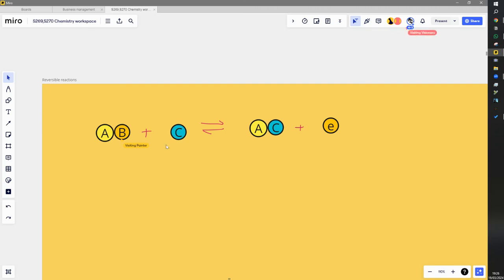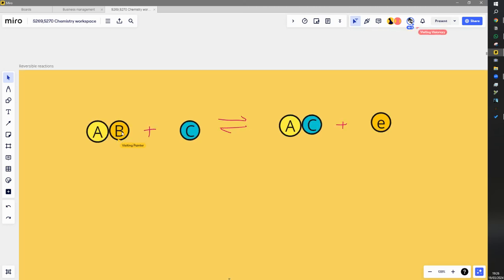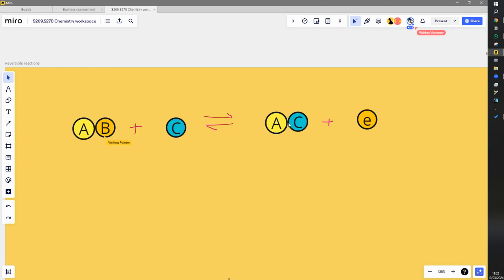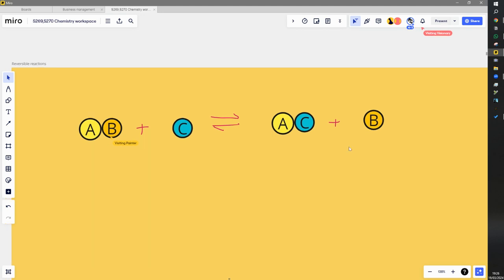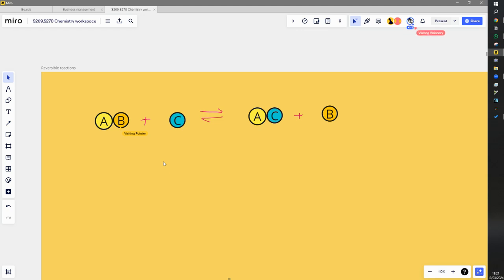Okay, so what this equation means is that this compound, this molecule, could react with this atom maybe, and produce this compound. Oh, and that should say B, and this element here. However, in doing so, some of these would react together and go back to the original product. So we've got a reaction that happens both ways, so we call it a reversible reaction.